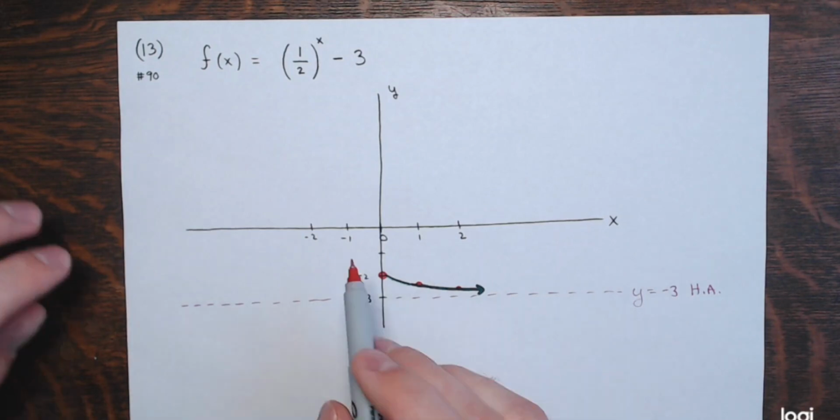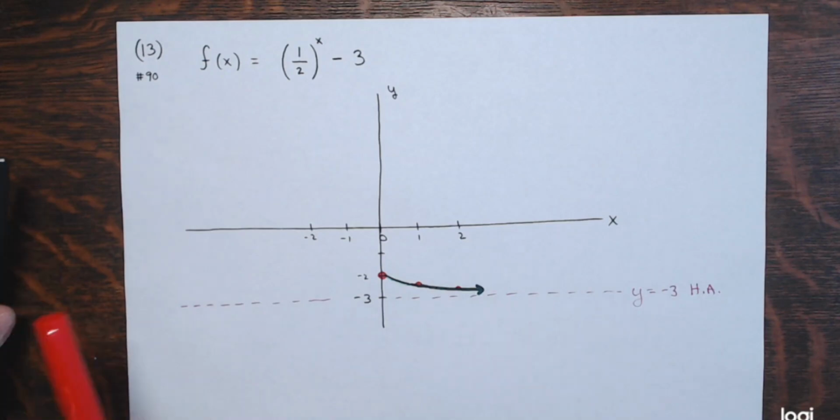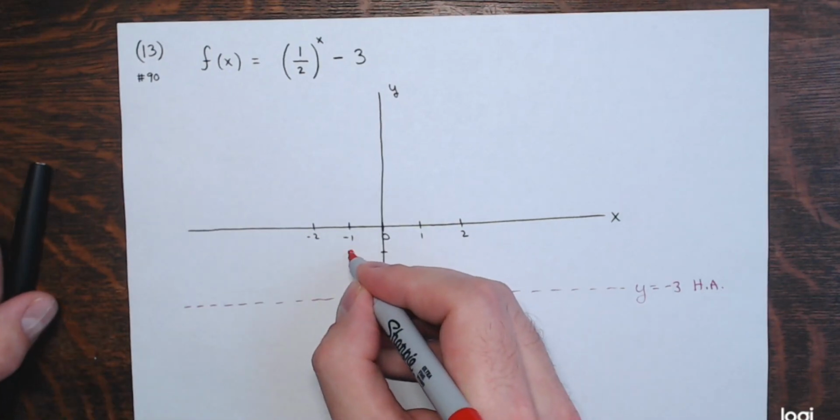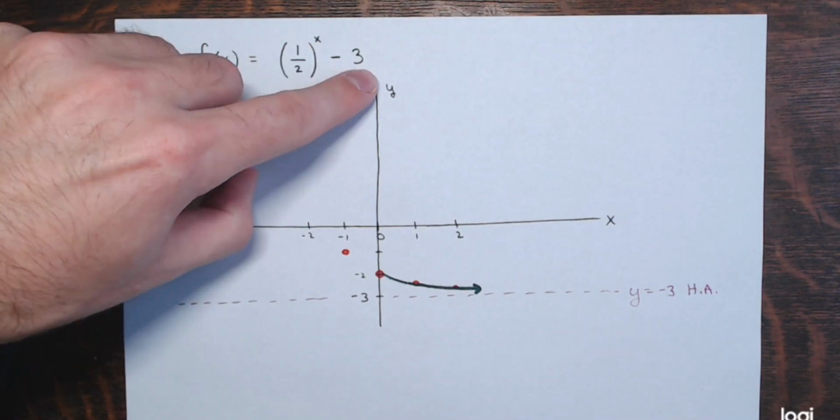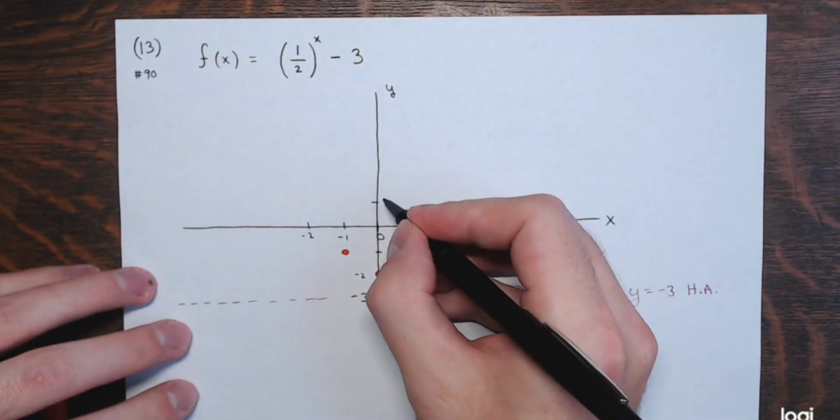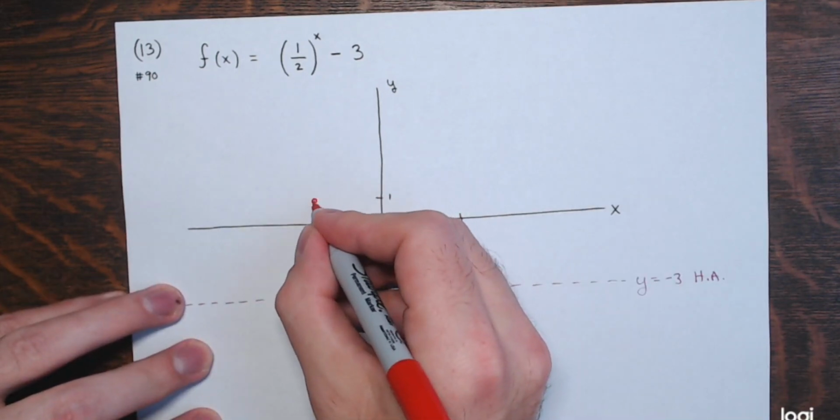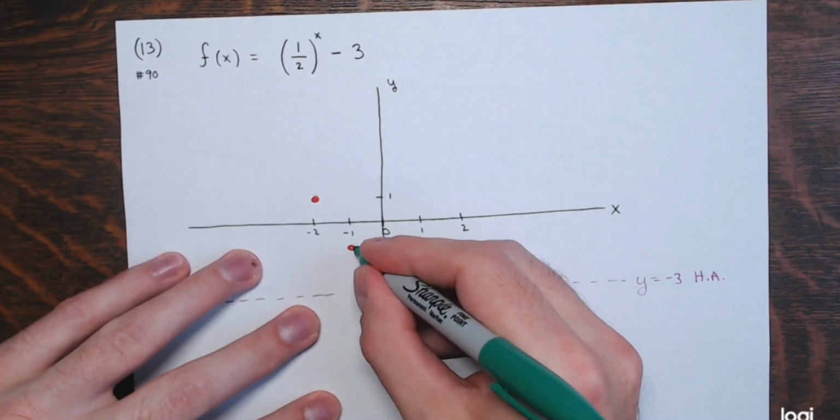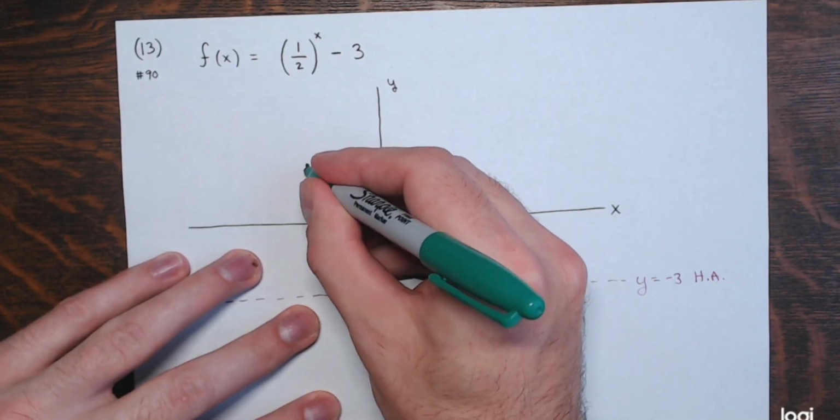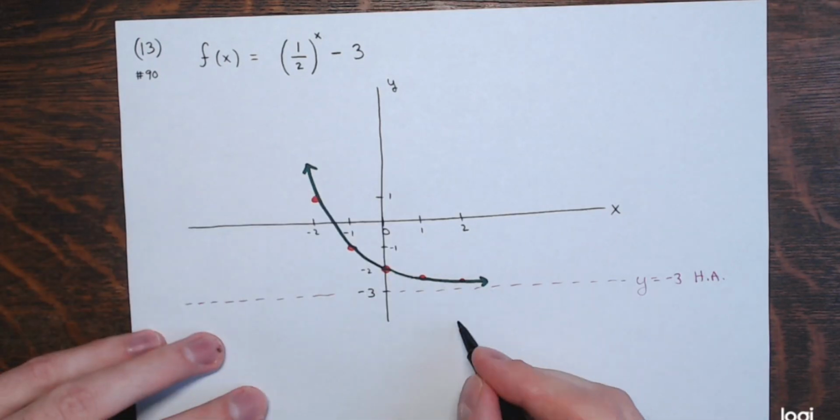And then 1/2 to the -1 is 2, minus 3 is -1. So -1, -1. And then 1/2 to the -2 is 4, minus 3 is +1. So -2 input, +1 output. All right, and then I get the rest of the function drawn in here. Yeah, it's a decreasing function. Decreasing this time.